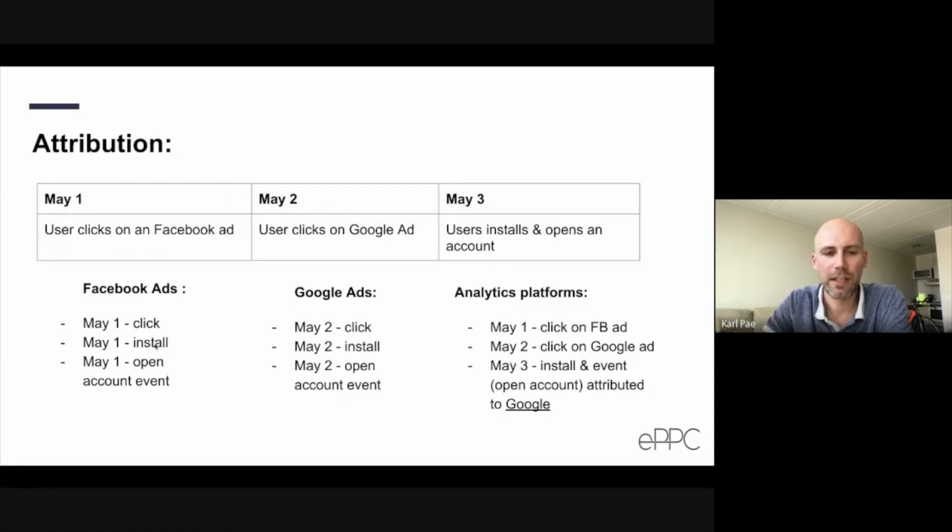So if you see you got 100 conversions from Facebook, 100 conversions from Google Ads, and your analytics platform says that you also got 100 conversions, then you didn't get 200 conversions in total, but you got actually 100 conversions because everybody clicked on both ads.